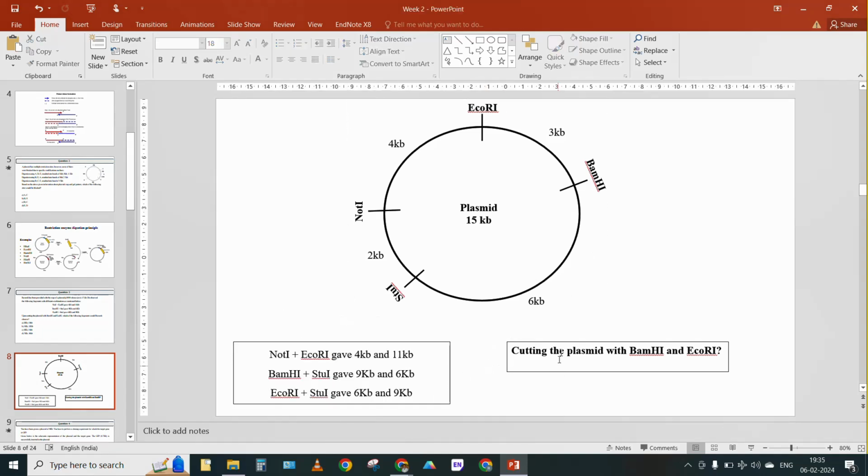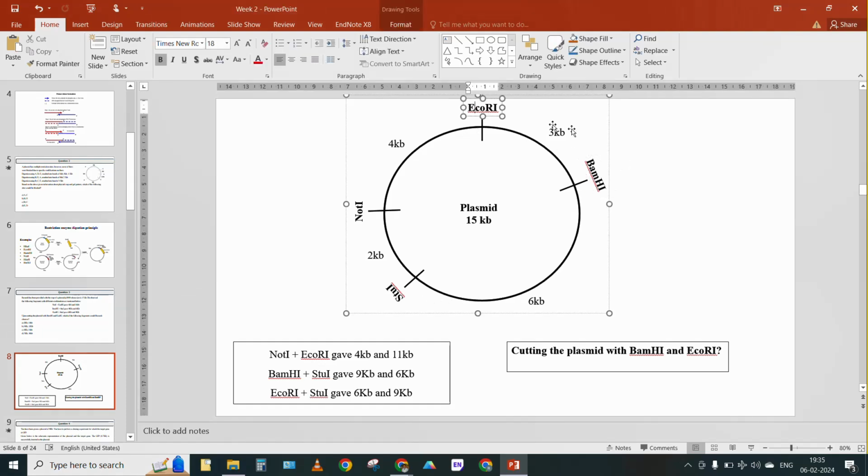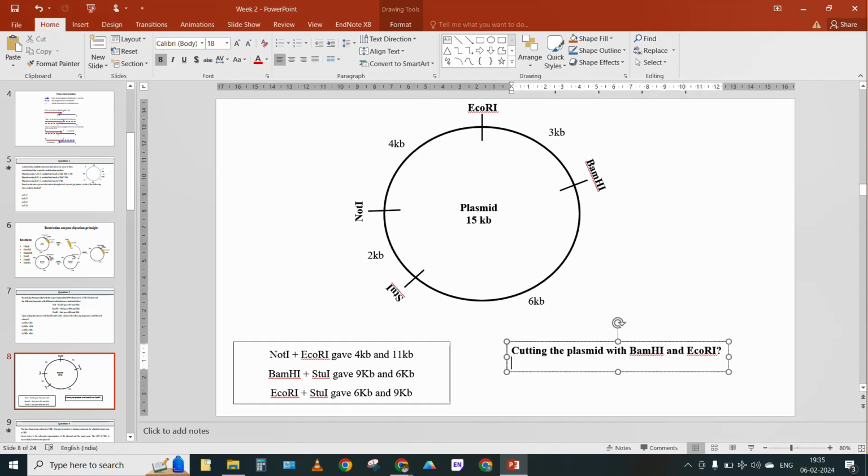Now we have to calculate the fragments from cutting the plasmid with BamHI and EcoRI. Where are BamHI and EcoRI? In this way it's coming 3 kb, and in the other way it's coming 12 kb. So what could be the possible combination? 12 and 3. Exactly, 3 and 12. Got it? You got my point?